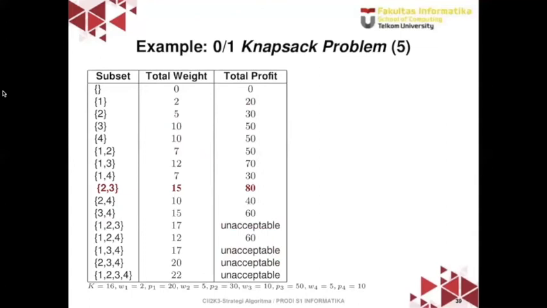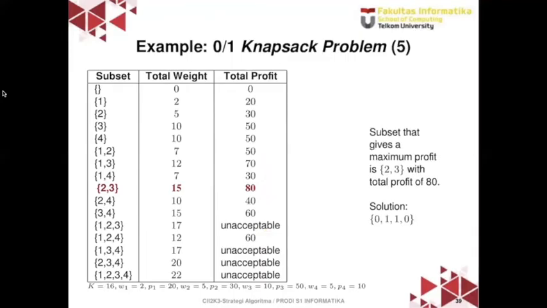For the knapsack problem, we want to find the maximum profit, so we just need to find the largest one here, and 80 is the answer. So the maximum profit is 80, which is given by the second and the third item. So we can write the solution like this.